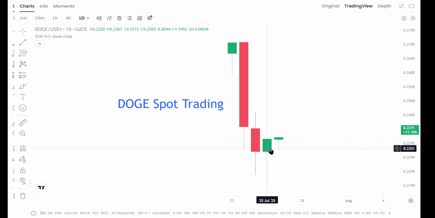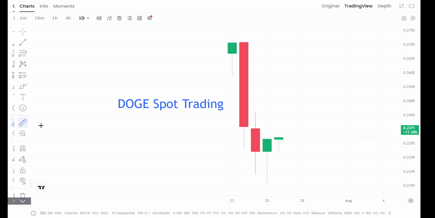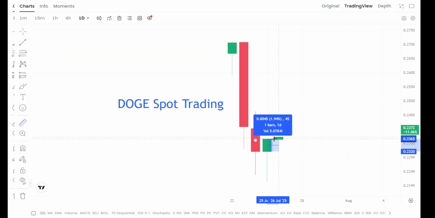Now from the previous day and today, the market price of doggy is going to increase. The market price of doggy on 25 July 2025 was opened at 0.2320 USD1, and market price went up and was closed at 0.2365 USD1, and market price increased by 0.0045 USD1. It is 1.94%. 45 USD1 was the profit in this one day.